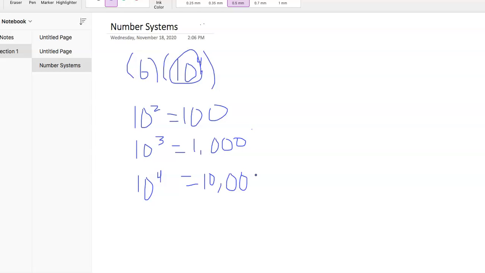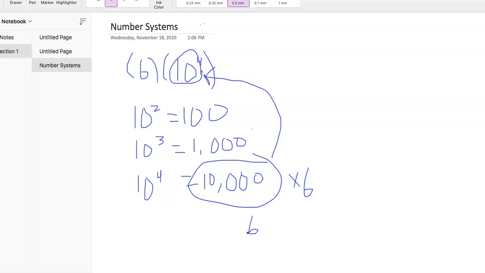Okay, so there's our 10 to the 4th that we want. And then we're just going 10,000 times 6, which is 60,000. There's our answer. That's really how you go about doing these. You could guess rather than having to break out your calculator and multiply all these together. If it was 10 to the 5th, it would be 100,000, right? We just added another 0. That's all you've got to know.